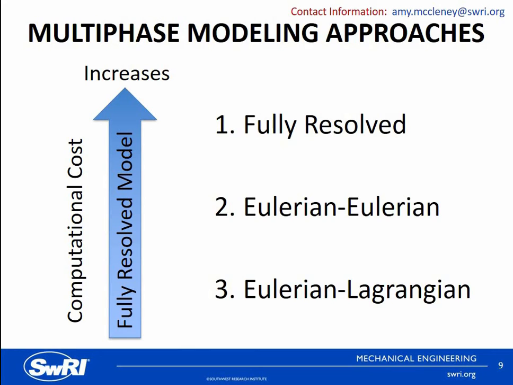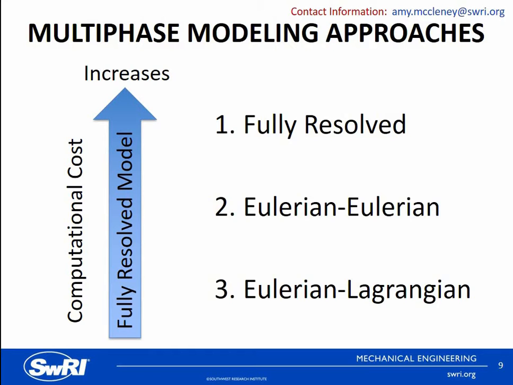So there are different approaches to multi-phase modeling. The first one is a fully resolved model, which is kind of your ideal case, where you solve all the complete physics, where all spatial and temporal scales are resolved. This is the most complex type of model there is.